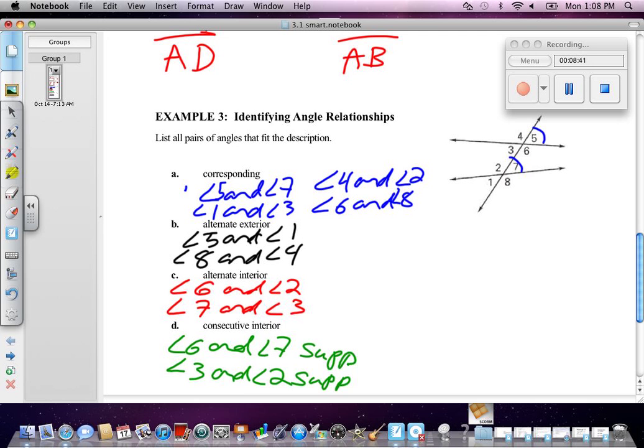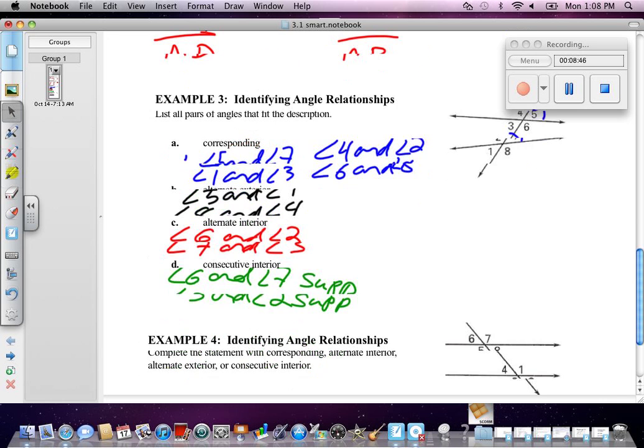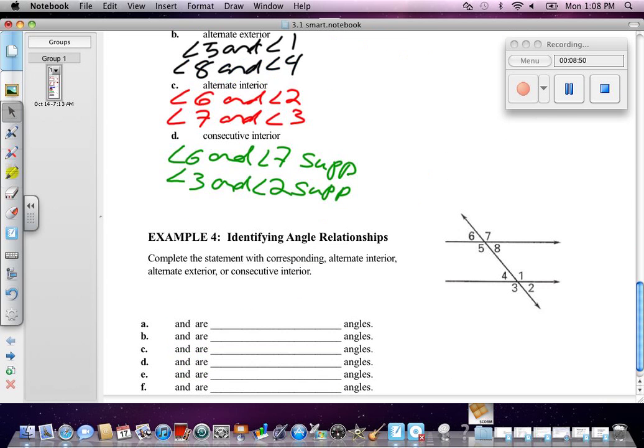Okay, now we're just going to do it kind of the opposite way for the next ones. Angle 4 and 8 are what? Alternate interior, because it's between the two lines. So 2 and 6. Alternate exterior because it's above the two lines on the outside. 1 and 8. Consecutive interior angles. Let me do CIA for that one.